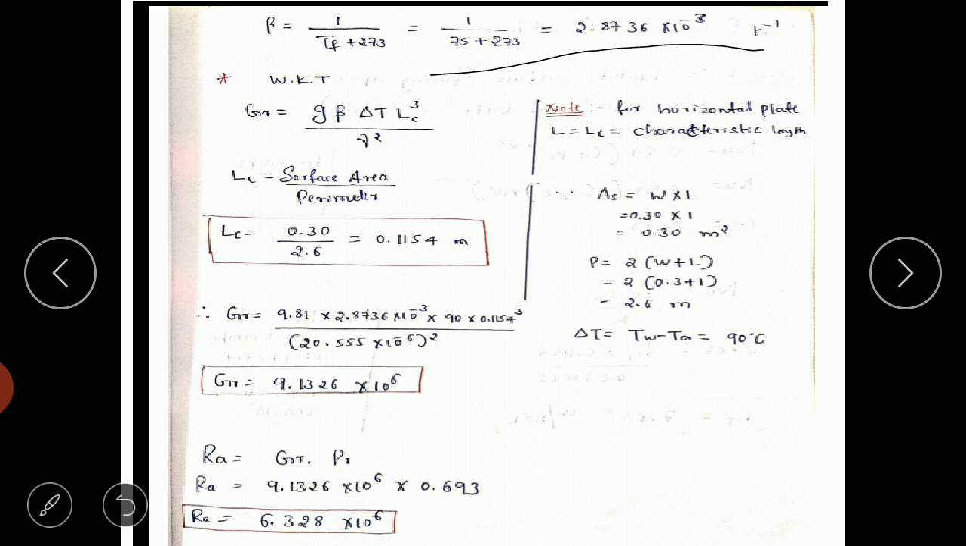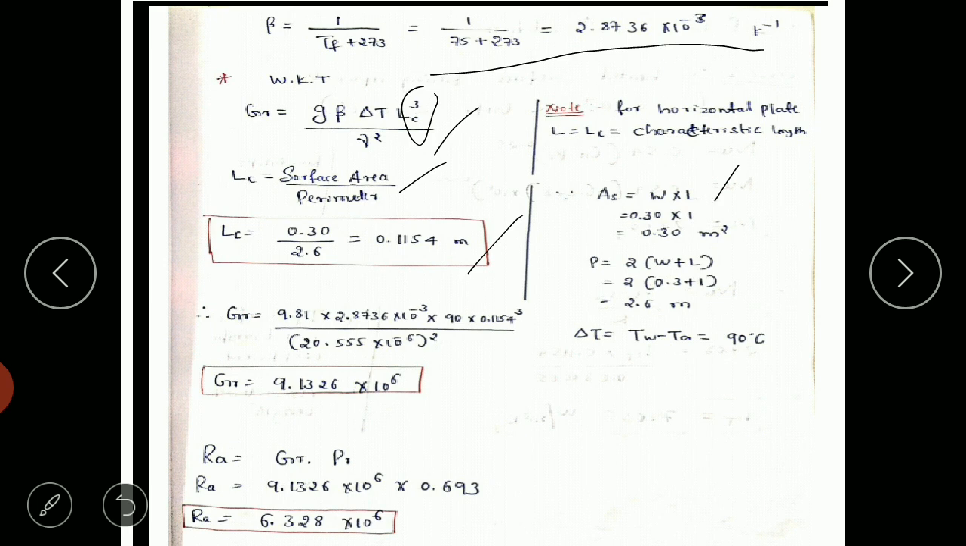The value is this much. So GR, this is a common formula which we will be using in all the numericals: g beta delta T, LC cubed divided by nu squared. Now LC is different in this case. LC is AS by P, as I told. It is the surface area divided by the perimeter, because heat transfer is happening from the surface. Usually we take the area normal to the direction of heat transfer, so that is the surface area.